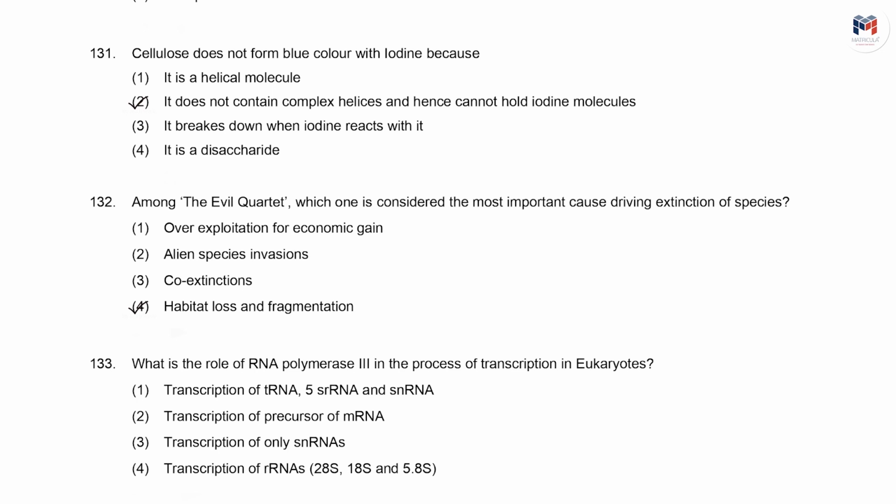Question number 133. What is the role of RNA polymerase III in the process of transcription of eukaryotes? The answer is option number 1, transcription of tRNA, 5S rRNA and snRNA.